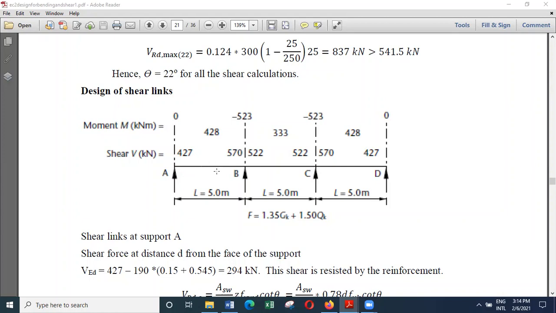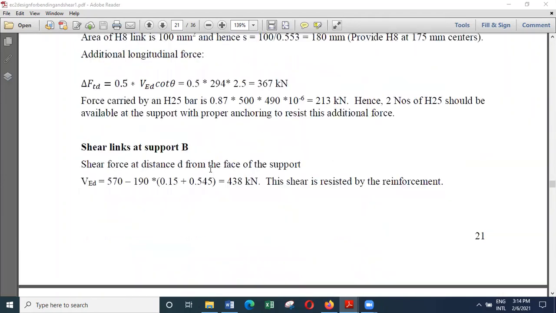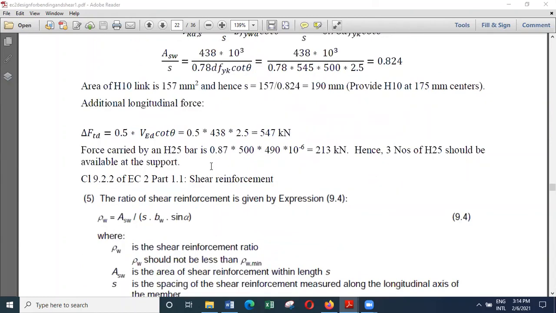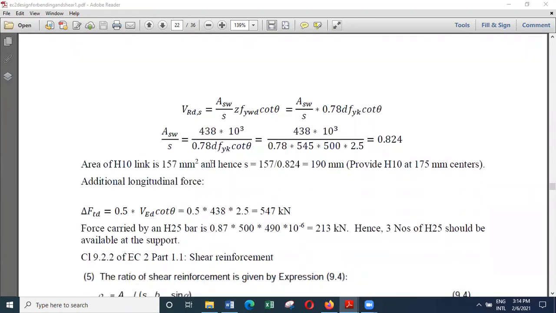But in the center portion, you don't need to provide that many reinforcement. So what we can do is, we can also find what is the minimum link requirement, and then provide the minimum links in the area where the minimum link carrying capacity is adequate.